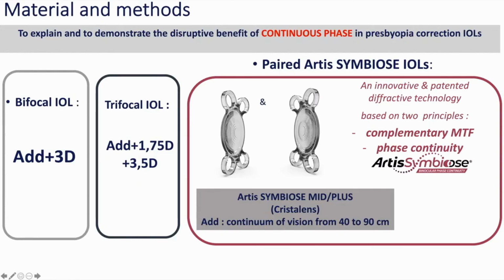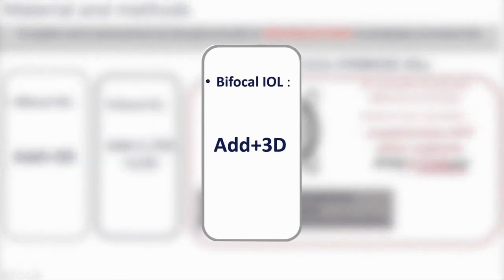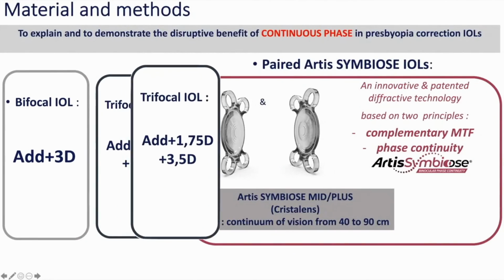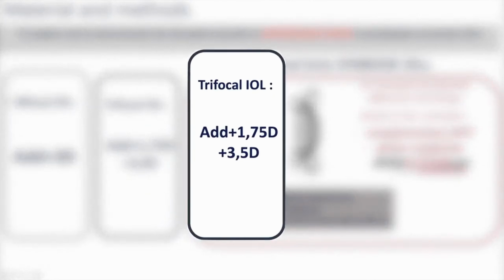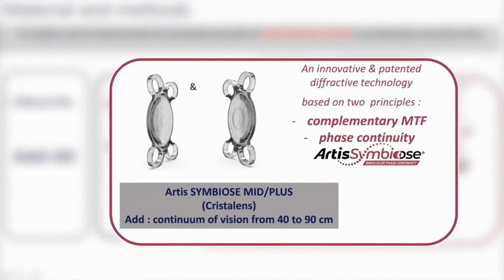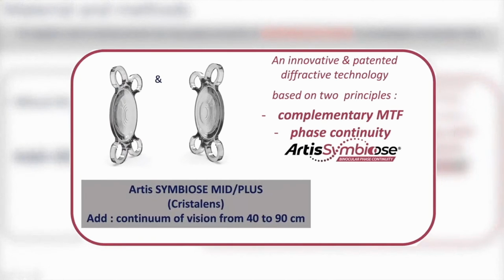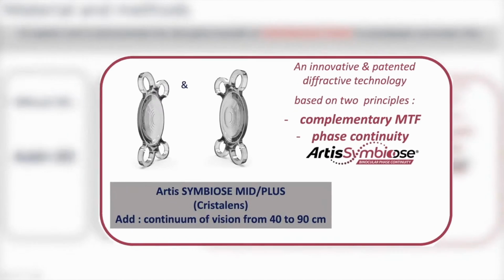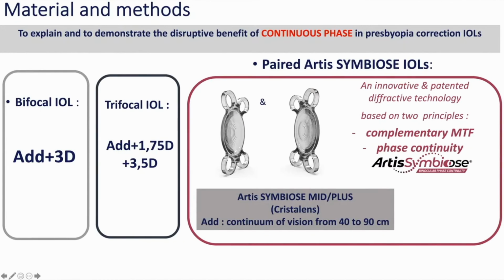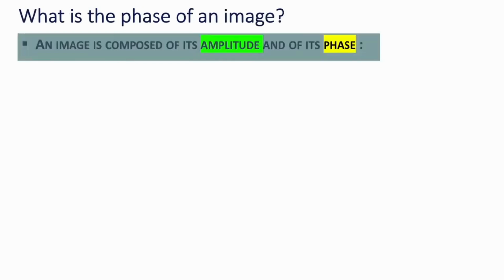In a model eye, we compare one add bifocal IOL, two add trifocals, and two complementary IOLs with patented new diffractive continuous phase profiles. With each of these 4 IOLs, we compare the defocus curves and simulated images from distance to 35 centimeters. Let's remind ourselves of what makes an image.